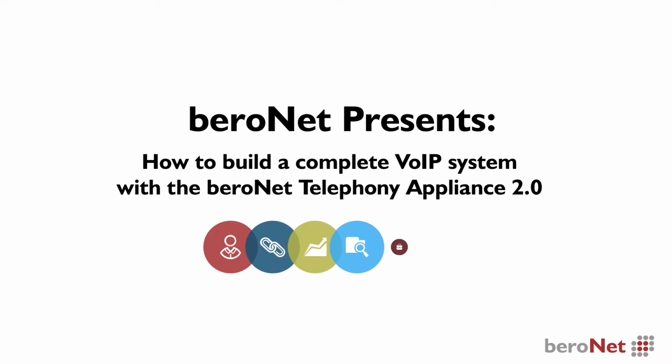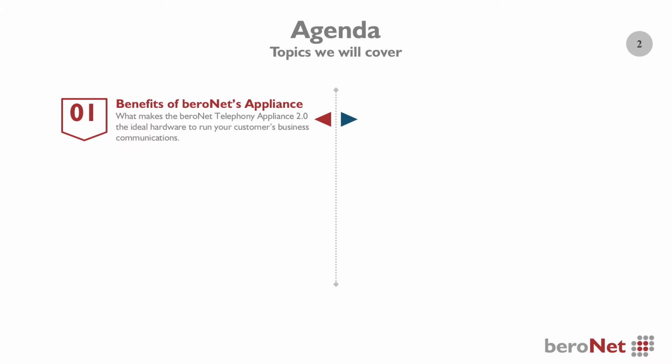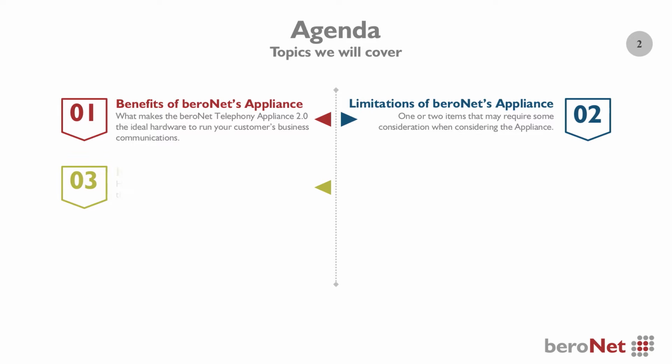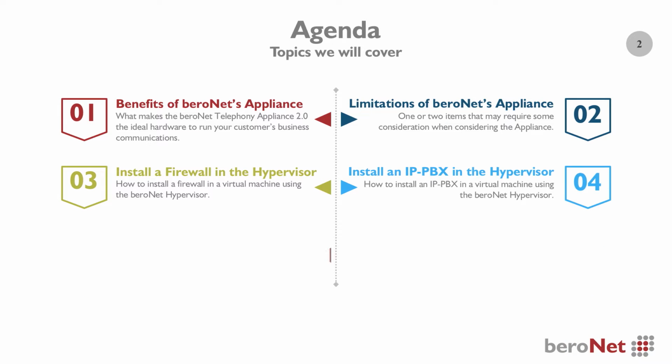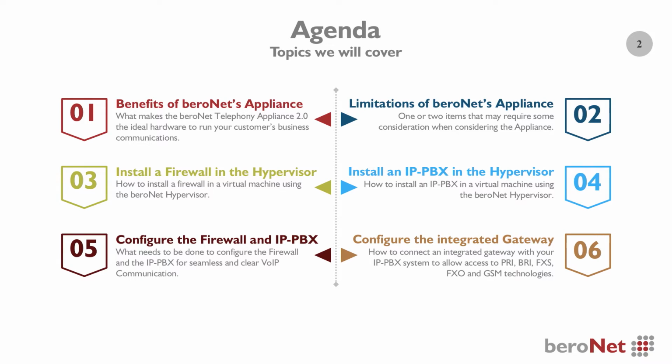Welcome to the beroNet guide on how to build a complete VoIP system using the beroNet Telephony Appliance 2.0 and the IP-PBX system 3CX. During this presentation, we will cover the benefits and limitations of the beroNet Telephony Appliance 2.0, how to install and configure a firewall in the beroNet Hypervisor, how to install and configure the 3CX IP-PBX system, and how to use an integrated beroNet gateway to connect the IP-PBX with both FXS extensions and an ISDN connection.